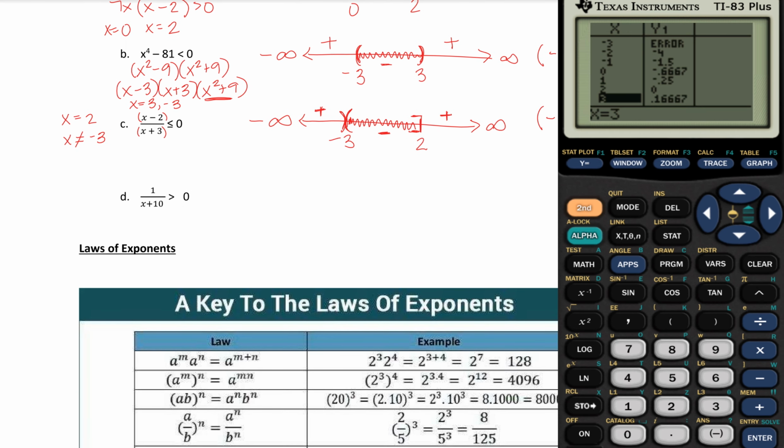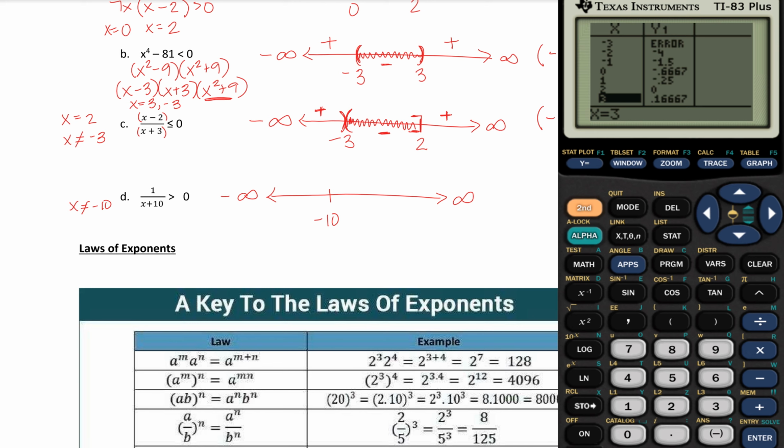Now for D, we don't have to solve the top because it's just a 1. But we know that x cannot be negative 10 when I solve the denominator. So I'm going to put my graph to infinity. I'm going to put my negative 10. And what's really nice is it's greater than 0.